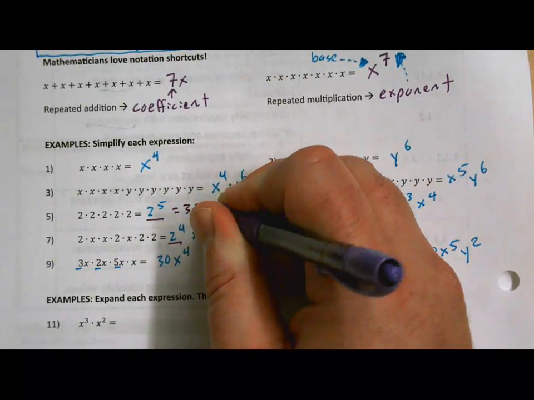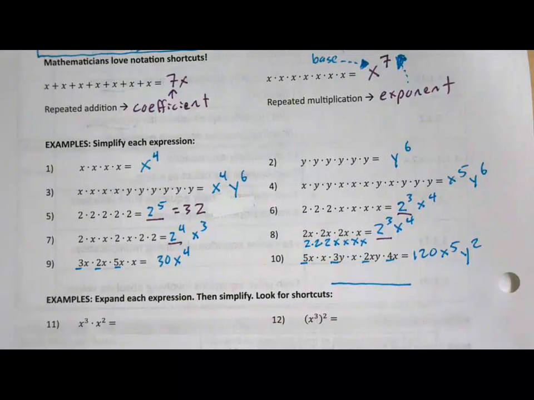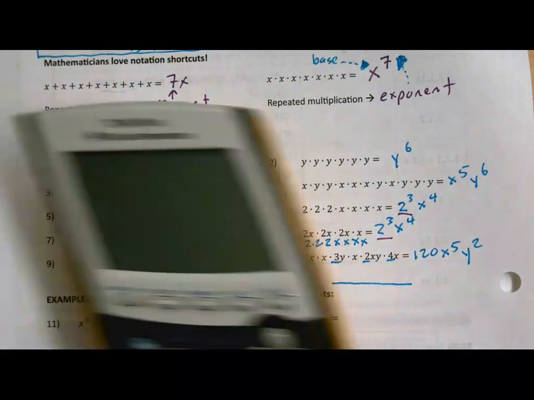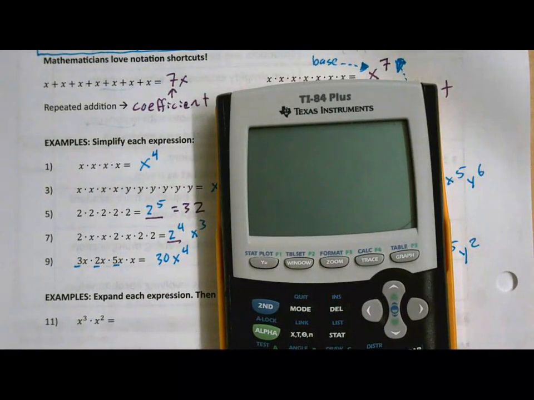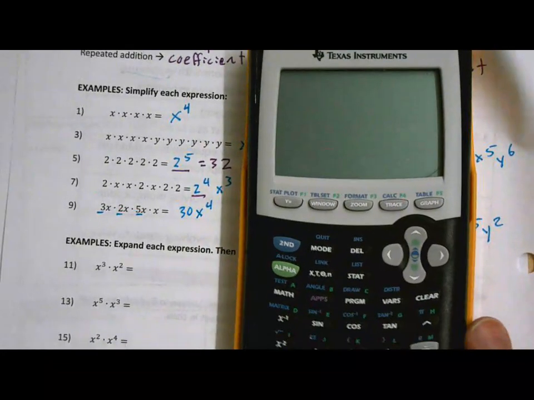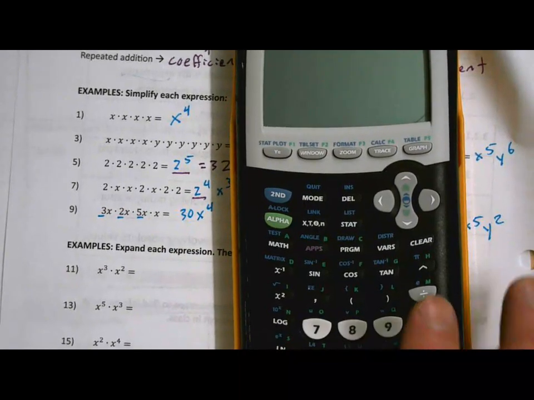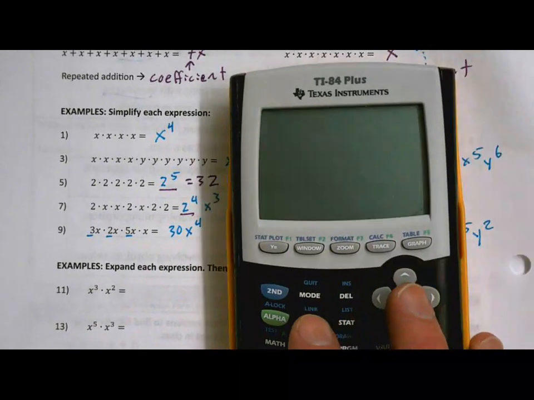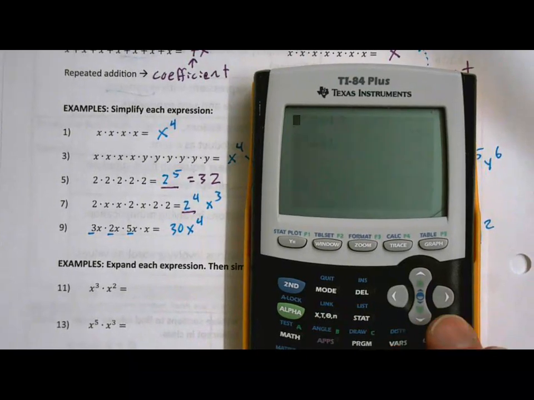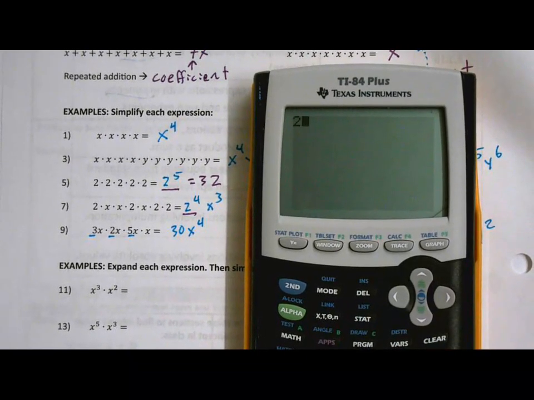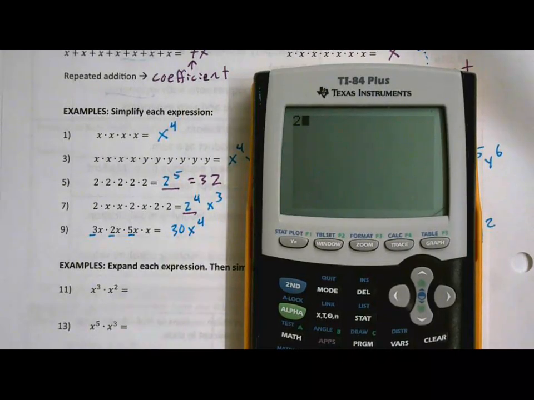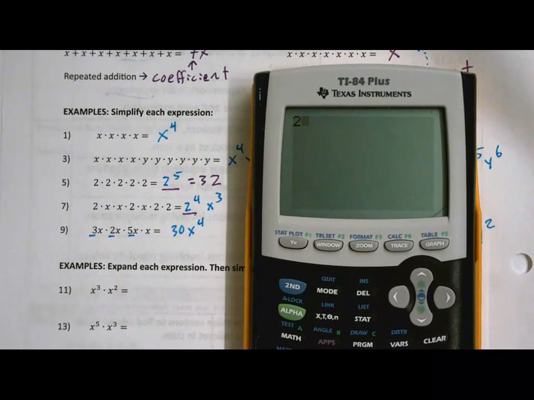Now let's check with the calculator. I want to make sure that everybody knows how to do an exponent on their calculator right now. There's a lot of different styles of calculators out there. But what you're looking for, well, first of all, go ahead and type in your 2 in your calculator. You have yours with you? Come on, guys, let's get our materials out.